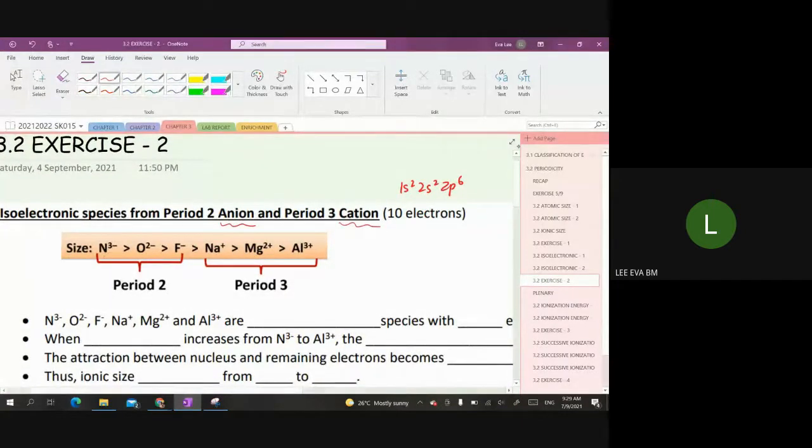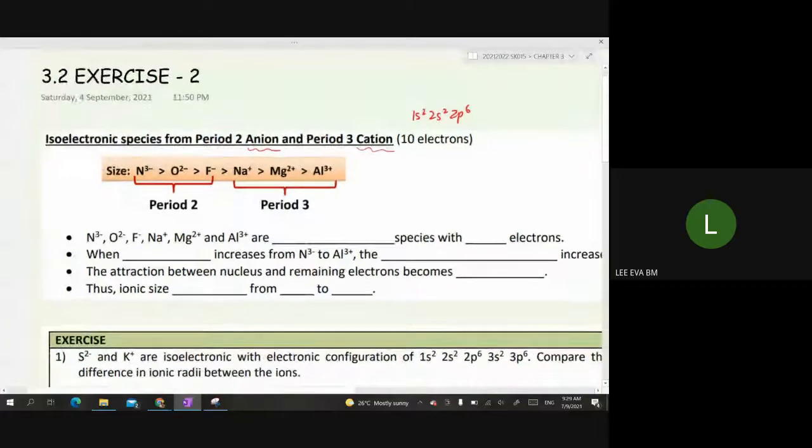Nitrogen 3 negative. Okay, oxygen 2 negative. Fluorine, F negative. Proceed to period 3, sodium, magnesium, aluminium, cations. So all of these anions, all of these cations. But even though they are from different periods, after adding electrons or after removing electrons, all of them have the same electronic configuration. So we can class them together to look at the differences, to compare, to explain about the trend. So anyone want to tell me about the proton number for nitrogen? Siapa ingat proton number untuk nitrogen berapa?